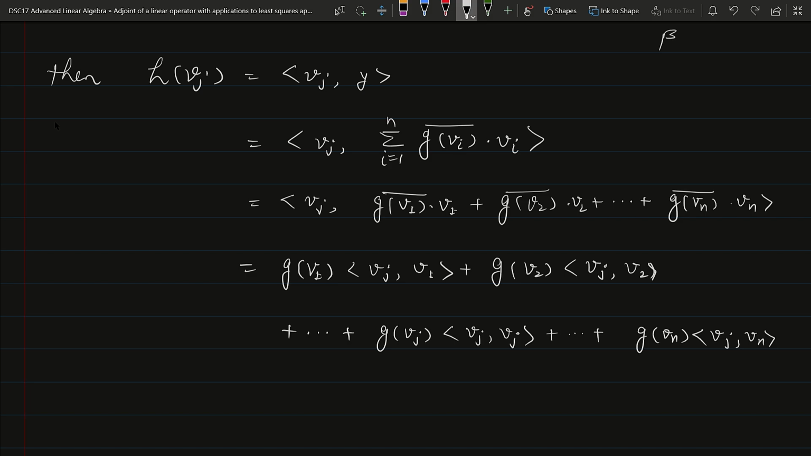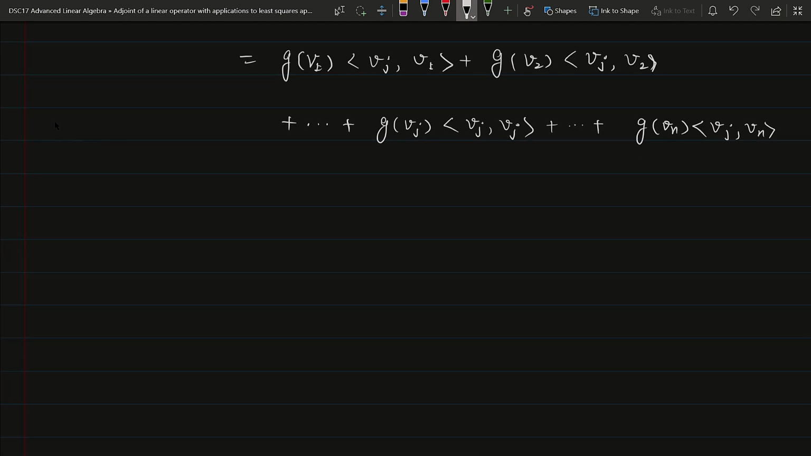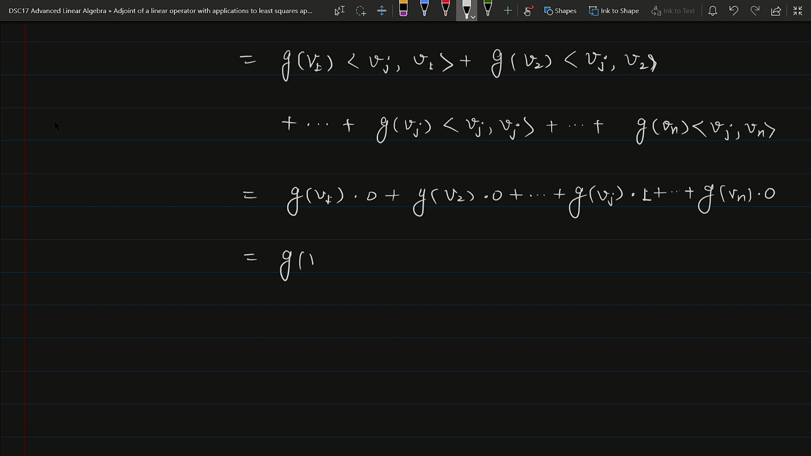अब हमें ये पता है कि v1, v2, vn ये सभी ऑर्थोनॉर्मल बेसिस के पार्ट हैं, तो ये इनर प्रोडक्ट हमेशा जीरो होंगे जब तक कि ये दोनों इंडेक्स सेम नहीं हो जाएँ. ठीक है, तो इसका मतलब यह जीरो होगा, यह जीरो होगा, यह वन होगा, क्योंकि ऑर्थोनॉर्मल बेसिस है तो हर एक एलिमेंट का नॉर्म हमेशा वन होगा, और जब भी हम कोई भी दो पेयर लेंगे उनका इनर प्रोडक्ट जीरो मिलेगा. ठीक है, सो दैट इज इक्वल टू g of v1 times 0 plus g of v2 times 0 plus, and so on, plus g vj times 1. This is the square of the norm of vj, plus, and so on, plus g vn times 0.